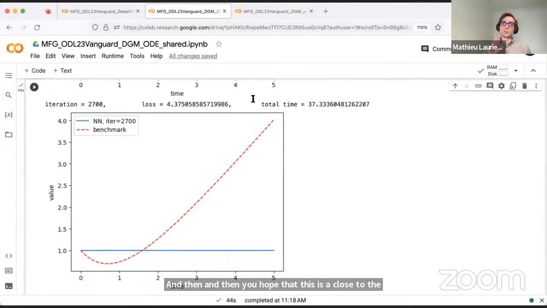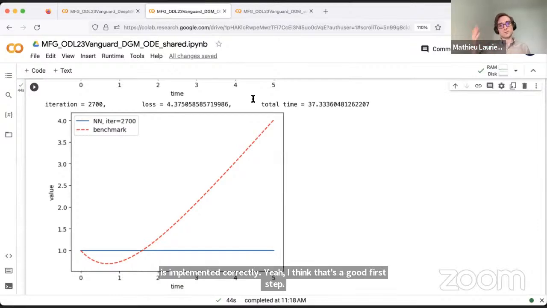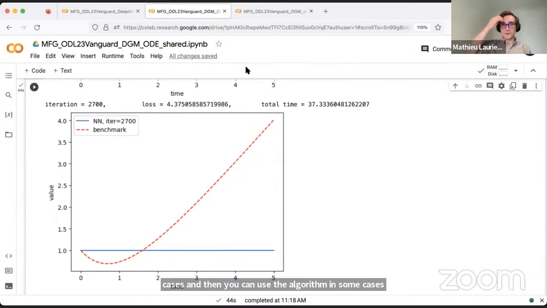Yeah, so all the examples I'm showing here are really for illustration, because I have a benchmark solution, right? Then I can show you that the method works or doesn't work in some cases on this benchmark example. So at least you can convince yourself that the algorithm is implemented correctly. I think that's a good first step. Then you know the algorithm works, at least in these cases. And then you can use the algorithm in some cases where you don't have the solution.